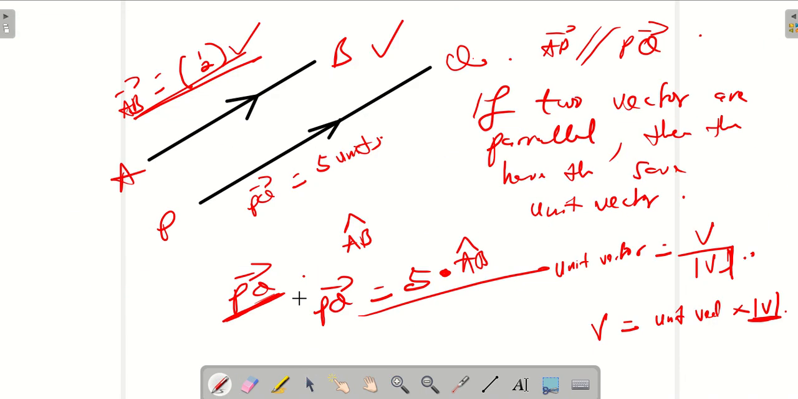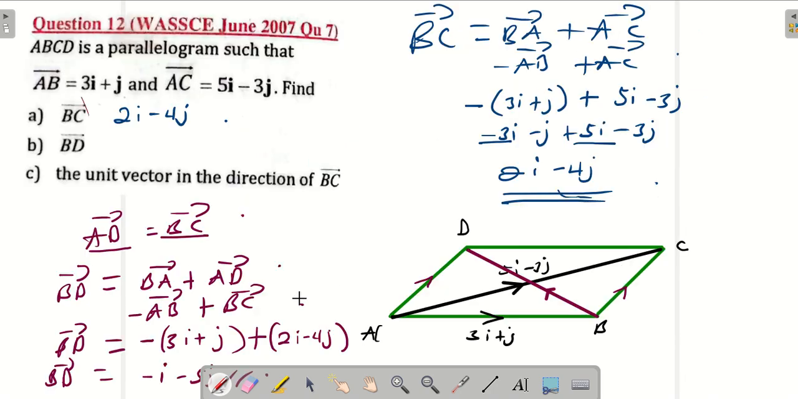Okay. So the question was this. We didn't finish with this one, so we are coming back to solve part C. The unit vector in the direction of BC. The unit vector in the direction of BC.